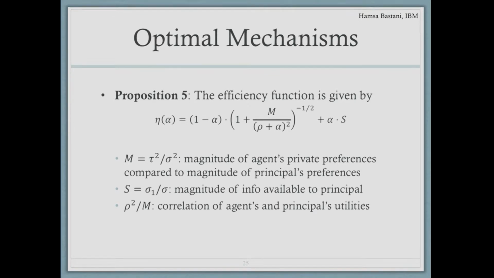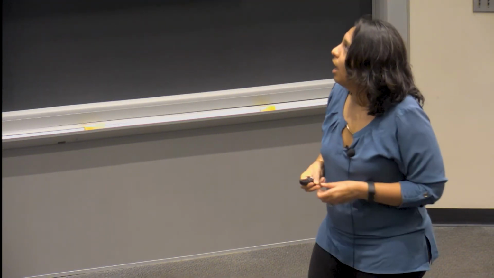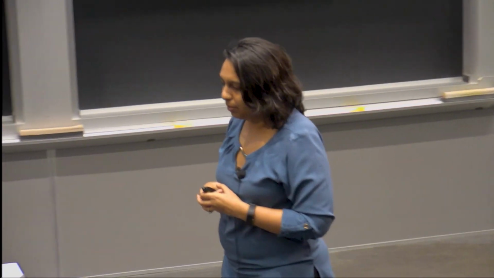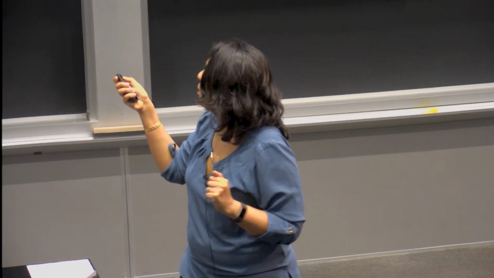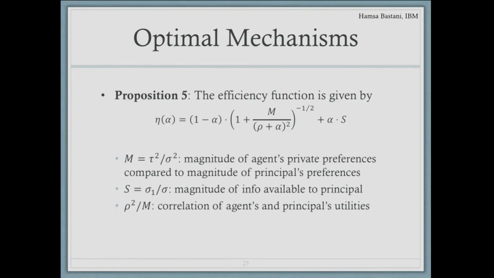It also depends on S. So S is the ratio between sigma 1 and sigma. So this is the magnitude of information available to the principal. So when X1 captures all the relevant information and X2 is not really useful, that means that Medicare knows a lot and they don't need to really rely on the doctor to figure out what the right treatment is. So that's the case where S would be pretty much 1. And the other extreme is when Medicare basically knows nothing and the physician knows everything, in which case S would be close to 0, and then between 0 and 1 interpolates between these regimes.